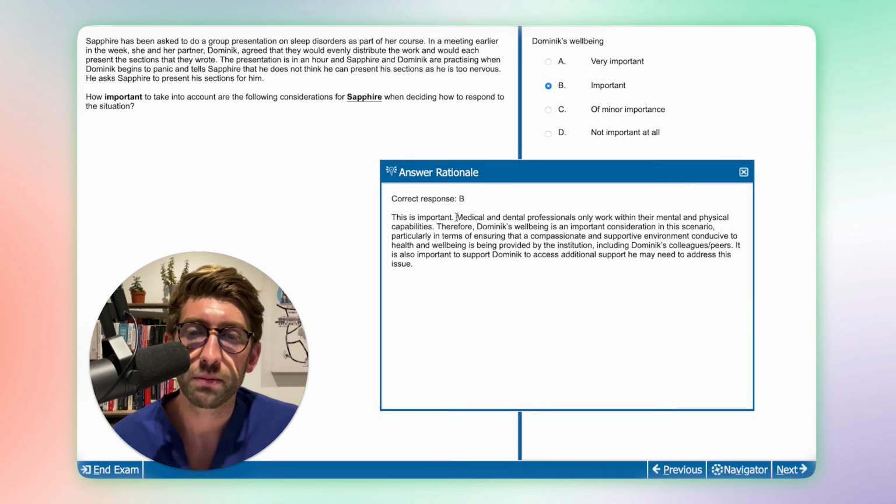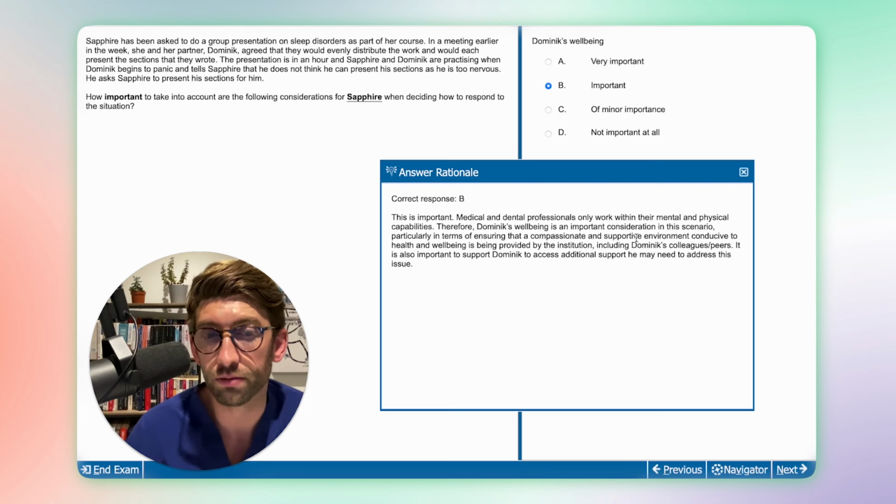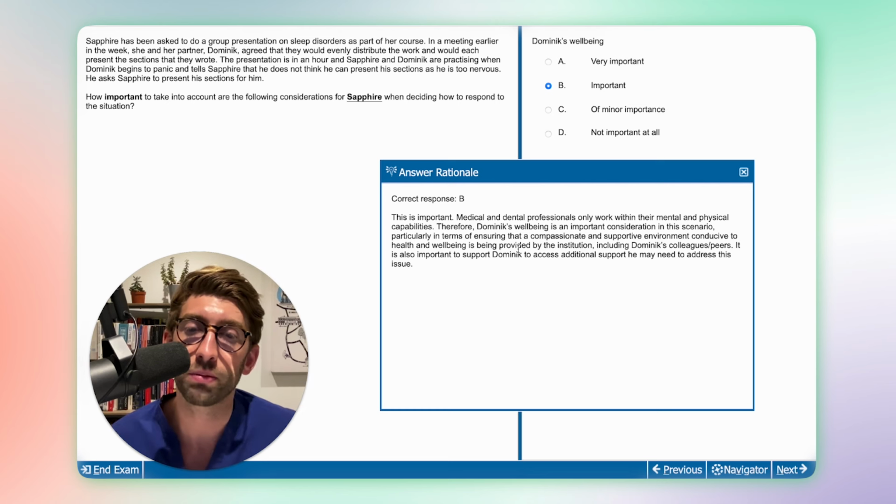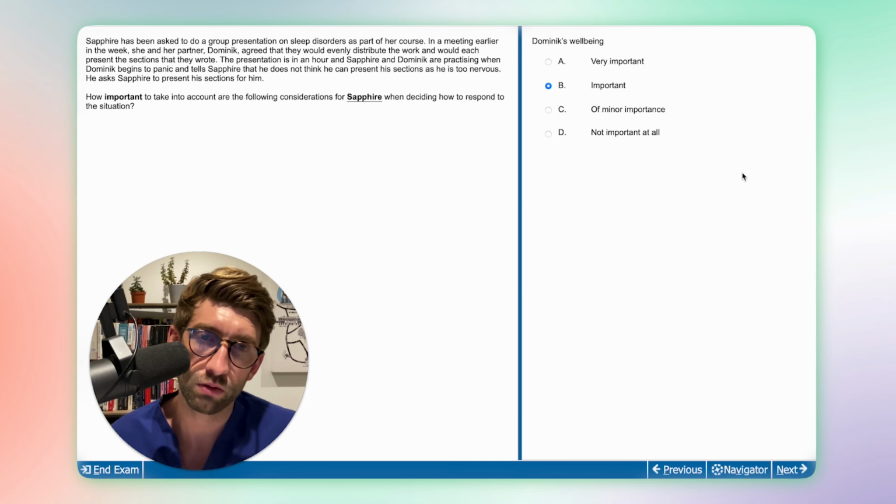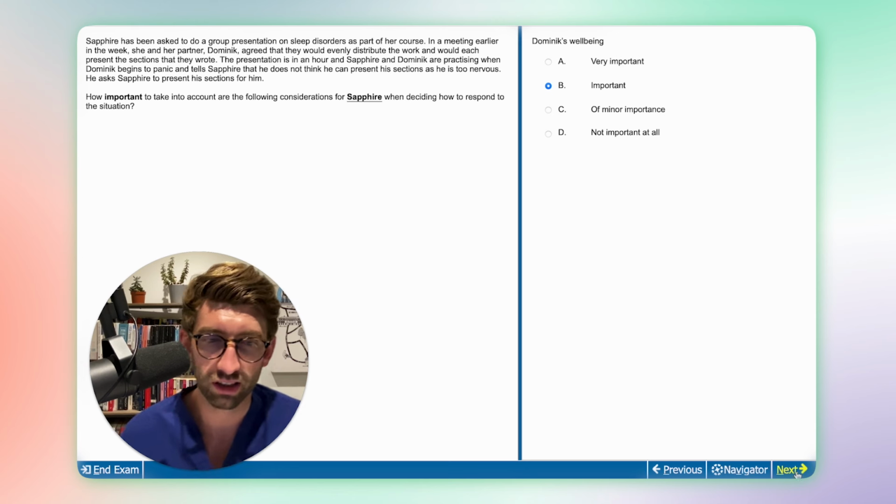This is important. Medical and dental professionals can only work within their mental and physical capabilities. Therefore, Dominic's well-being is an important consideration in this scenario, particularly in terms of ensuring that a compassionate and supportive environment conducive to health and well-being is being provided by the institution, including Dominic's colleagues and peers. It is also important to support Dominic to access additional support he may need to address this issue. Okay, so yeah, we're not just completely disregarding him.